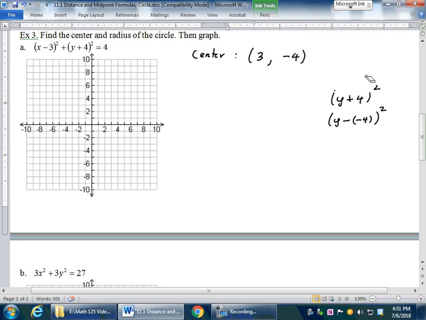So now that I know my center, my radius is basically the r. This value 4 is basically r squared. So my r will be 2. The radius will be 2 in this case. So now I can basically use this center and radius to graph it.